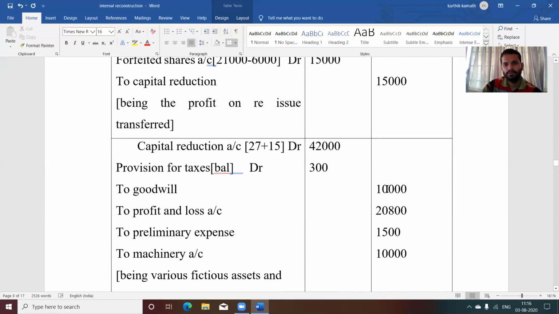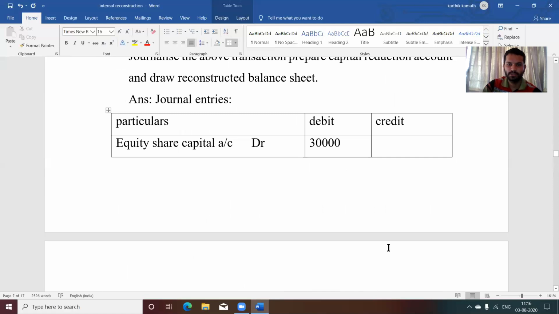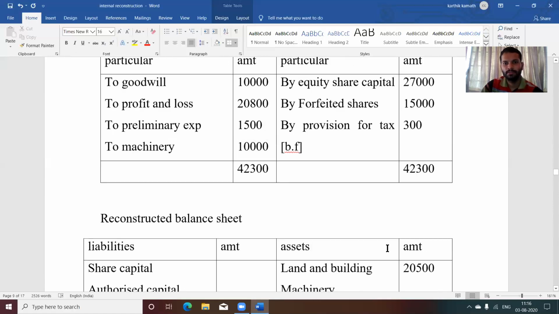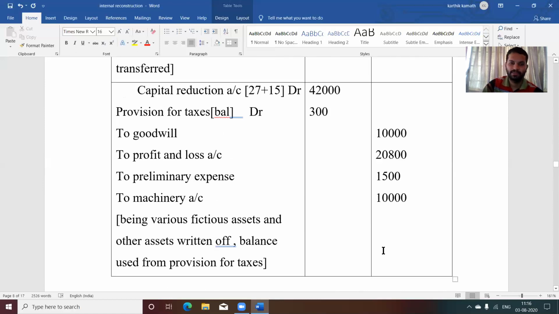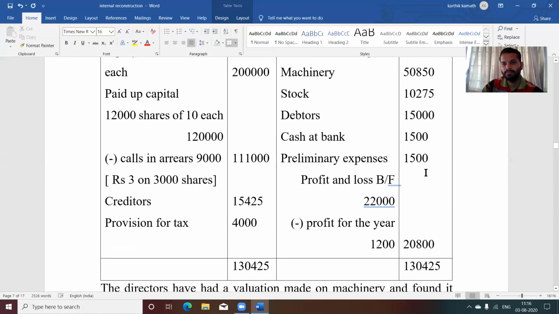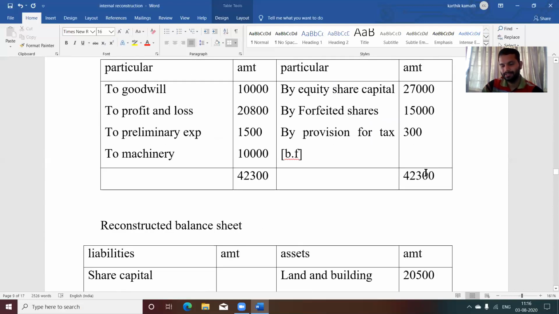Profit and loss account 20,800. See here, that is given in the balance sheet. That is also to be written off. Then after that, to preliminary expenses. Any other fictitious asset, that is also to be written off. Preliminary expense 1,500 is given on the debit side, that is the asset side of the balance sheet.